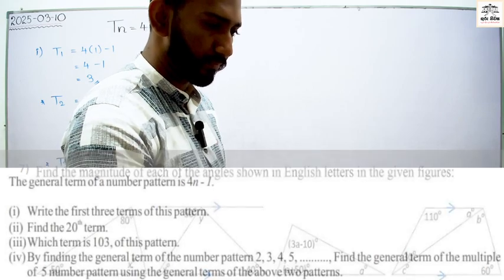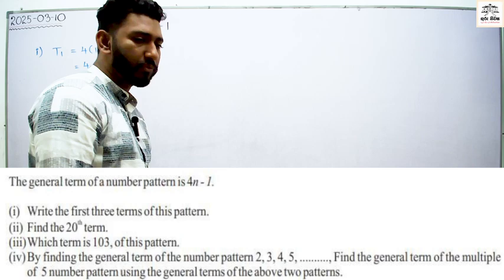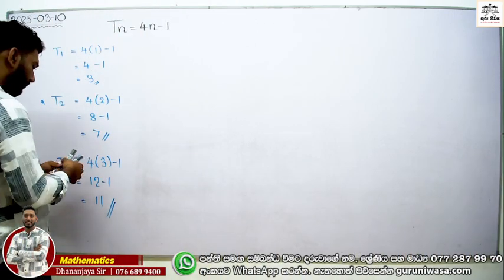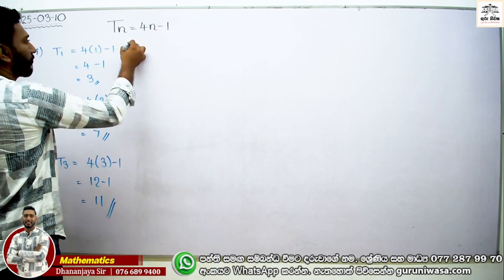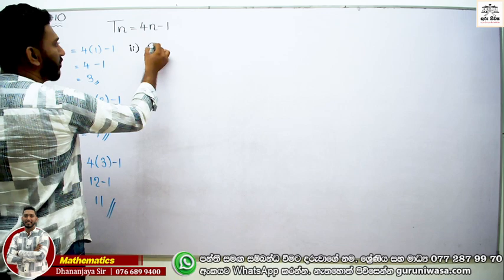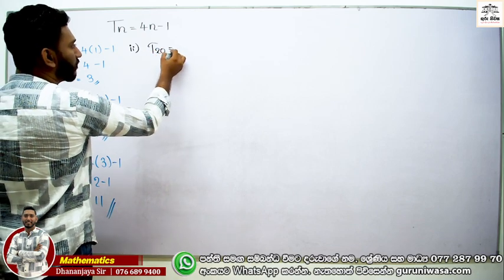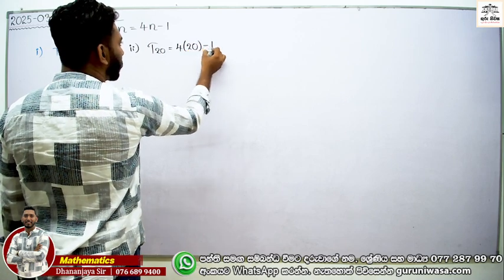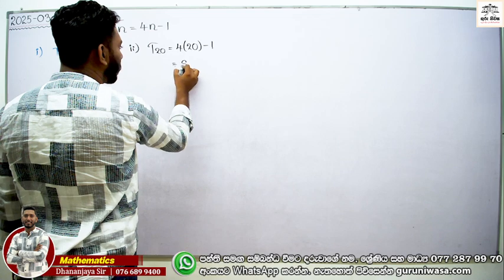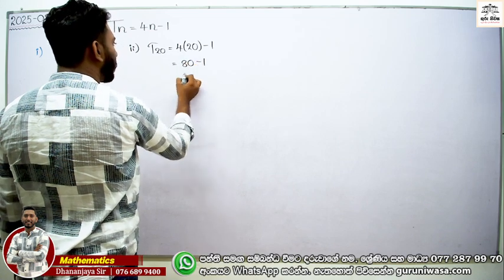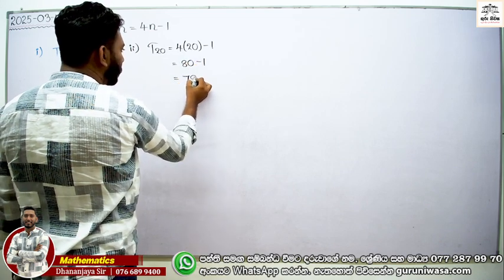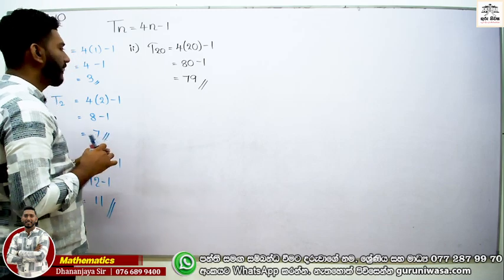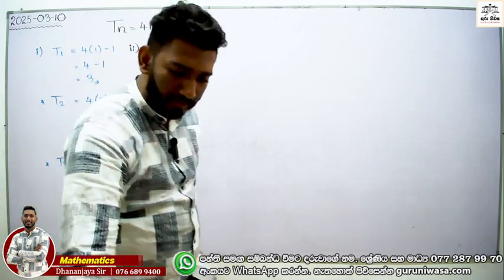Next one. Find the 20th term. That's easy. How to find T20? It is 4 times 20 minus 1, which equals 80 minus 1, and that is 79. Easy. 79.